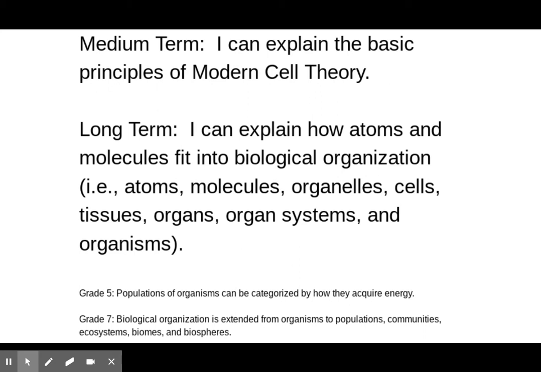But that's for later. Now, what we are going to be doing is building off of a grade 5 goal. In grade 5, you had the goal of learning that populations of organisms can be categorized into how they acquire energy. You learned about producers and consumers and where they fit in the food energy web. We're going to be building off of that and getting into a much smaller scale with cells and how cells provide those organisms with those energies.